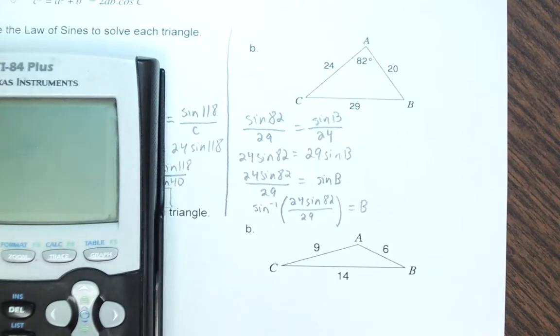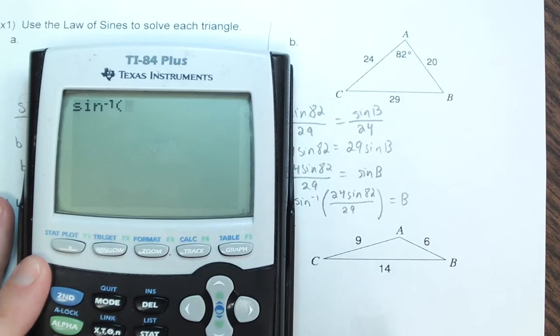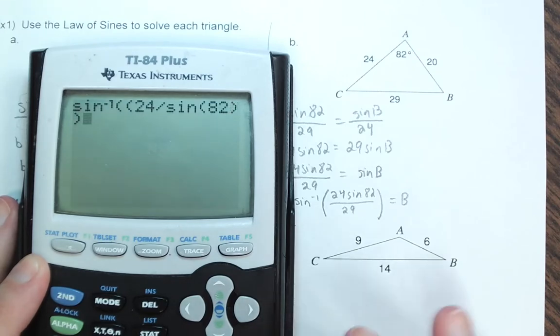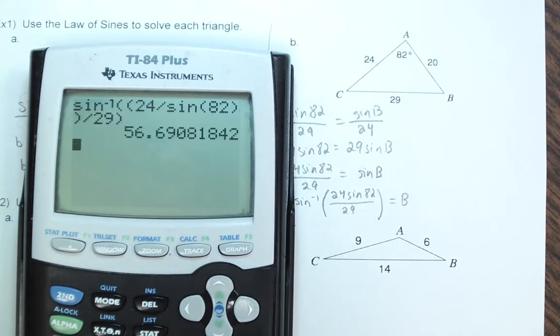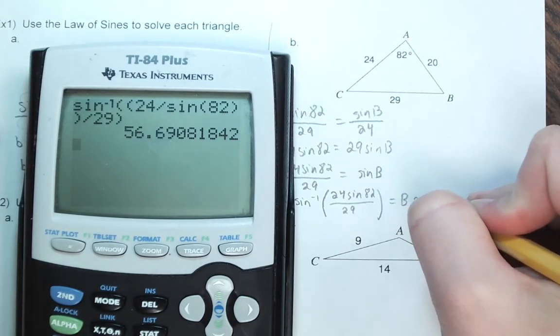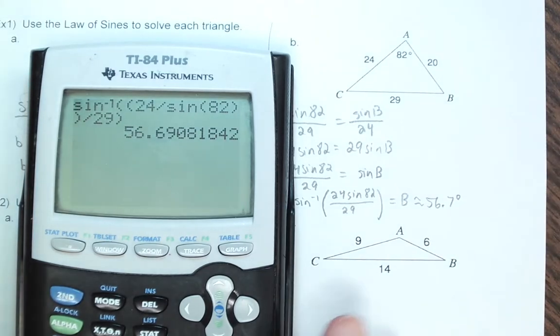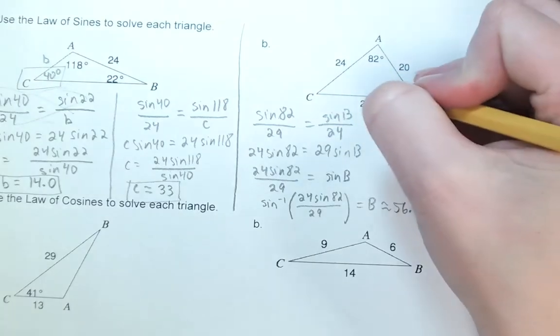So what that's going to look like, I'm going to do inverse sine, and then let's do 24. Hopefully I typed that all in correctly. And we get an angle of, let's say, 56.7. Okay, so now from there, that was this angle.